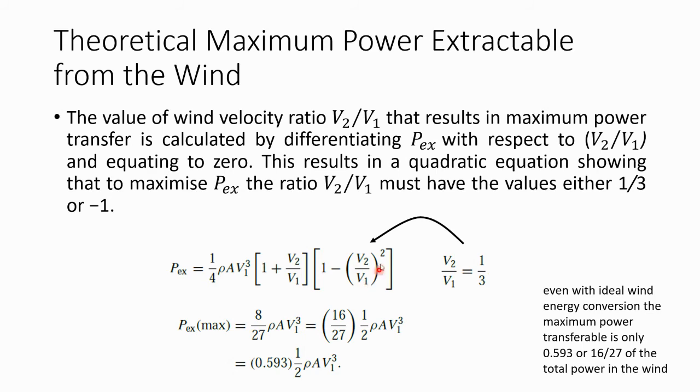So the whole purpose of this passage is to say that we have derived this equation. Now I want to know the value of V2 over V1, the ratio between V2 and V1, that can give me the maximum extractable power. To find the maximum value, we know from our differentiation concept that we perform differentiation against the element that we want to know and equate it to 0. In this case, it is V2 over V1. So you take the differentiation of PEX over V2 over V1 and equate to 0, and then you solve the equation.